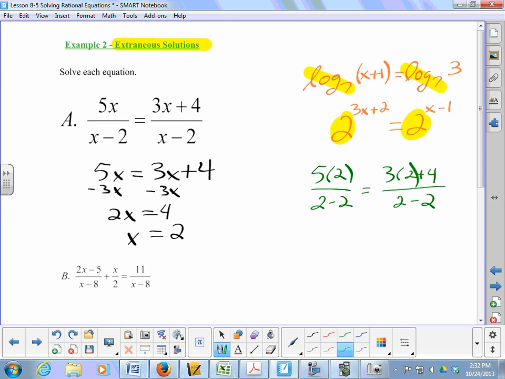So we check our answers. We get 10 over, what's 2 minus 2? 0. Hey, they're the same thing, aren't they? So does 2 work? Why not, David? We can't divide by 0. Because we cannot divide by 0, then 2 cannot work. And so my answer is no solution.